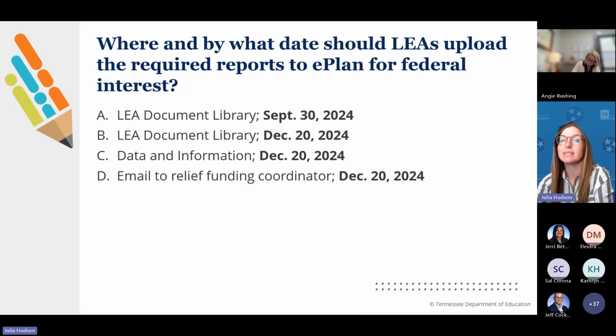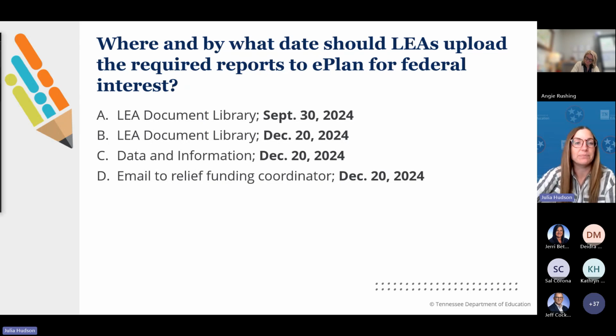Where and by what date should LEAs upload the reports to ePlan for federal interest? Is it the LEA document library by September 30th? I hope not, because that date has passed. Is it the LEA document library by December 20th? Data and information by December 20th? Or email to your relief funding coordinator by December 20th? Hopefully I gave you a hint as to at least what the date is. I see lots of C's coming in. Yes, that is under data and information, and that needs to be done on or before December 20th.